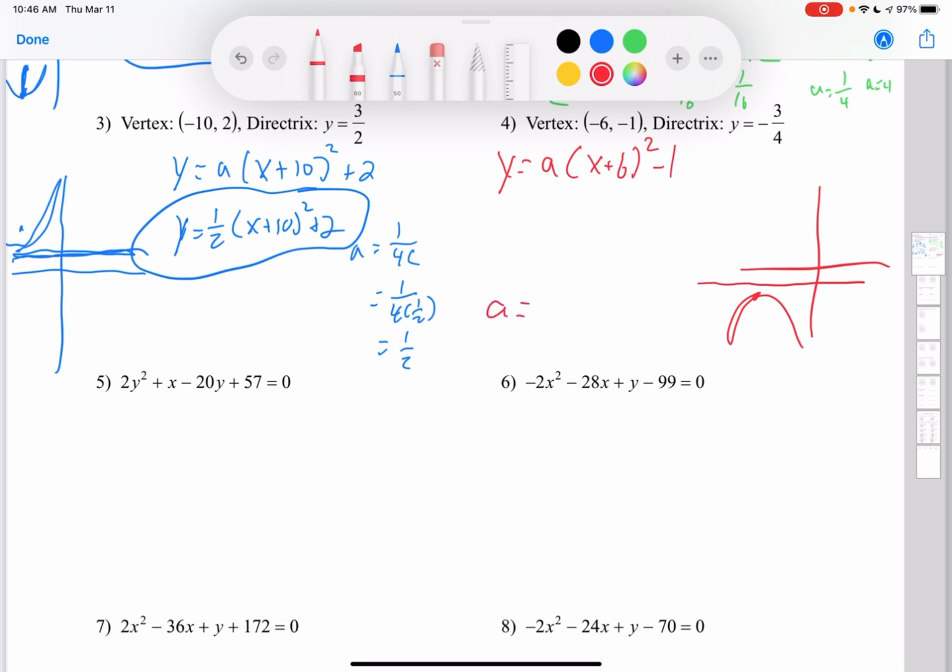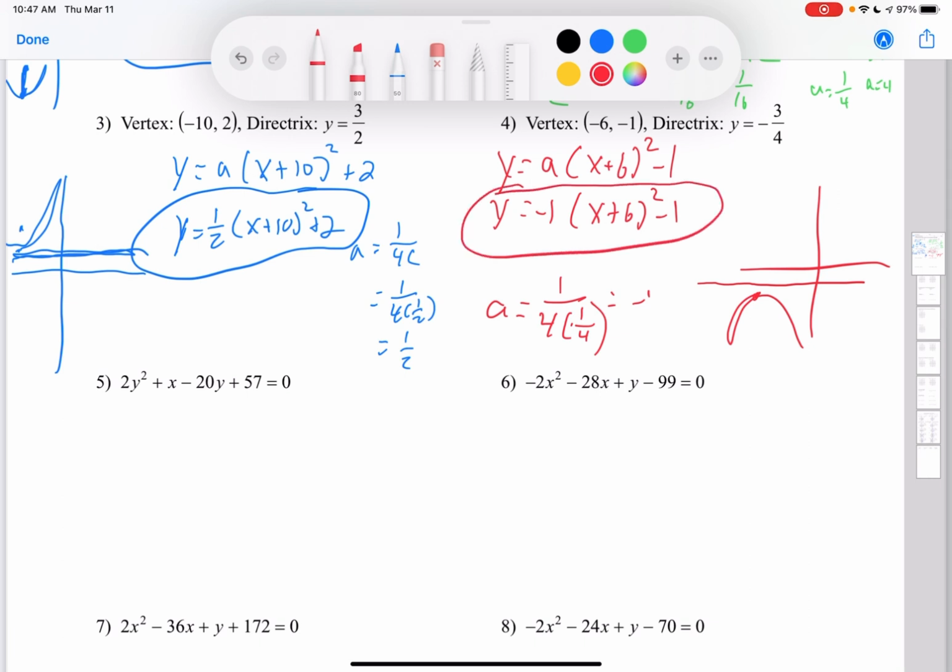A is going to be 1 over 4 times c. The c value is 1/4, so that's just 1. And it's going to be -1, so this is going to be -1/4. So a is equal to -1. So that's equal to -1 times (x plus 6) squared minus 1. And there is your answer.